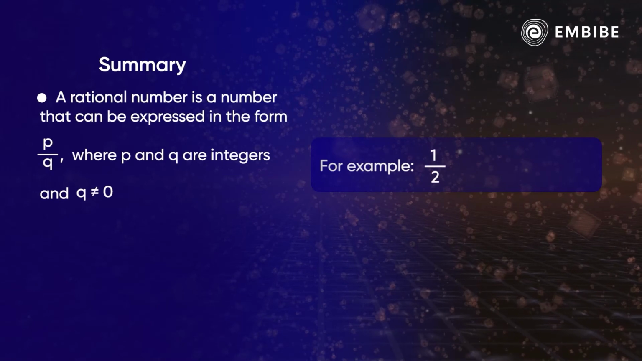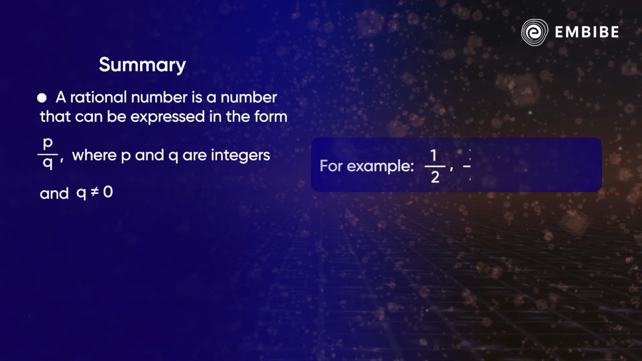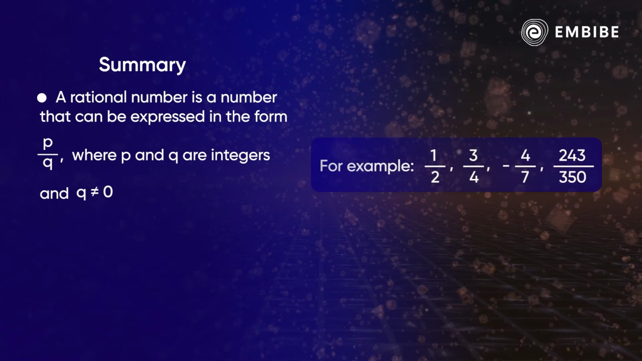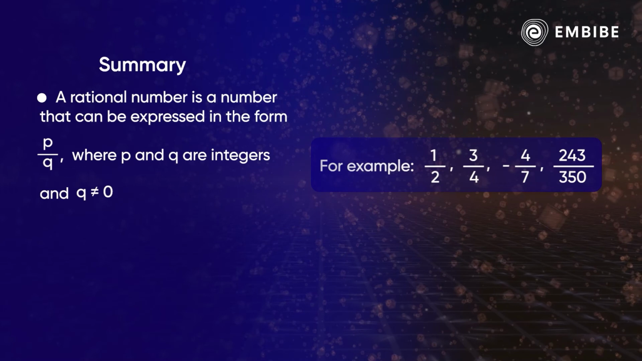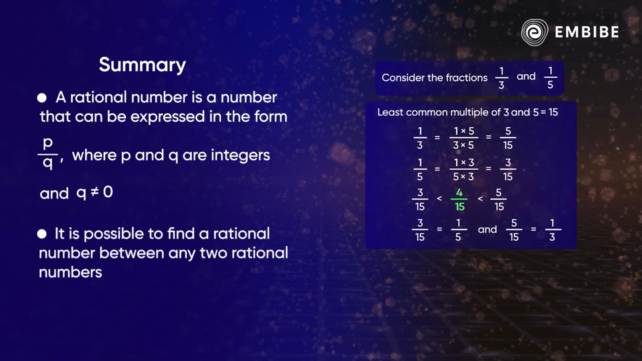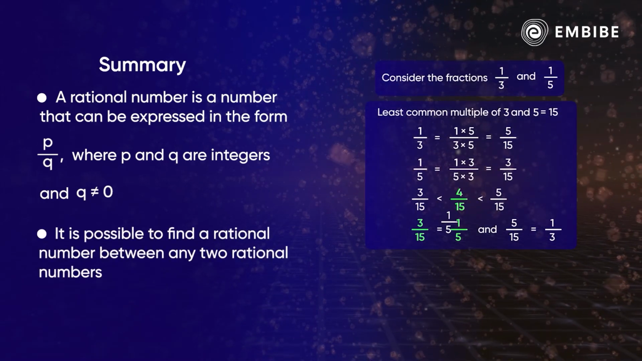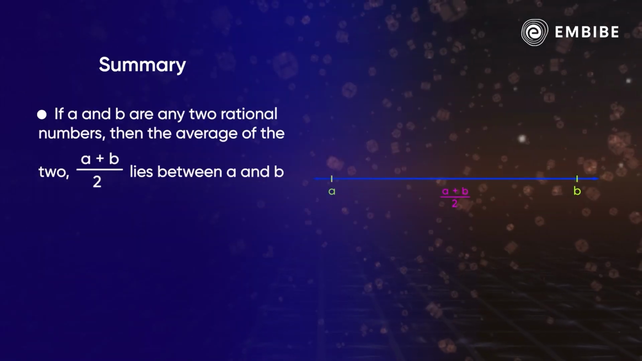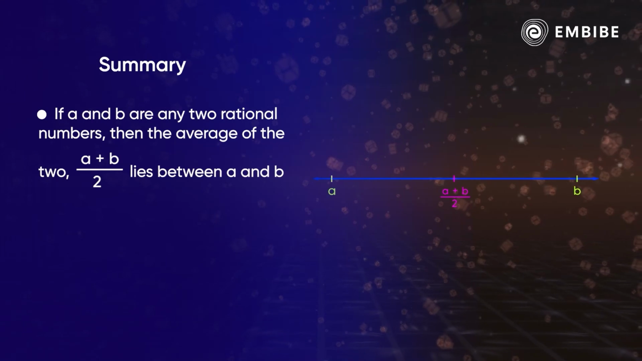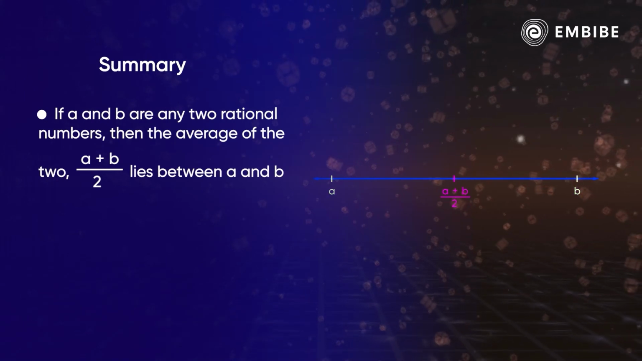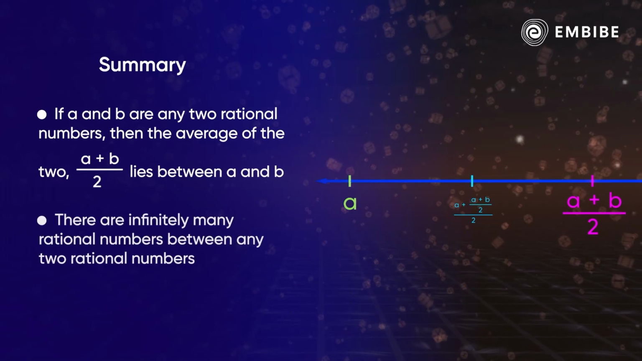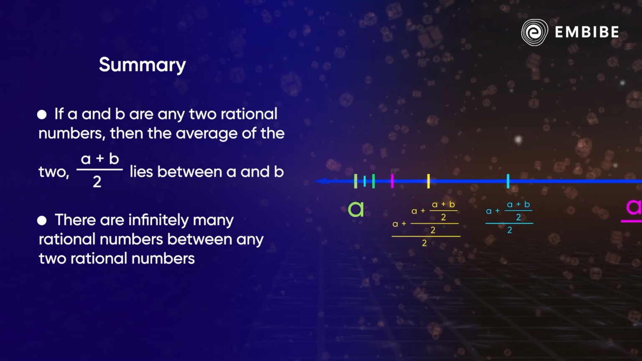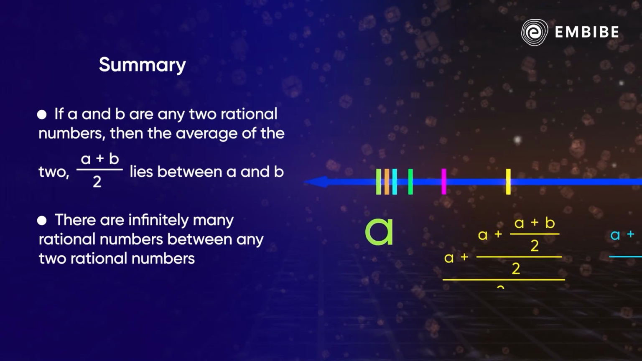To summarize, a rational number can be defined as a number that can be expressed in the form p by q, where p and q are integers and q is not equal to 0. We can always find a rational number between any two rational numbers. If a and b are any two rational numbers, then the average of the two lies between a and b. We also learned that we can find infinite rational numbers between any two rational numbers.